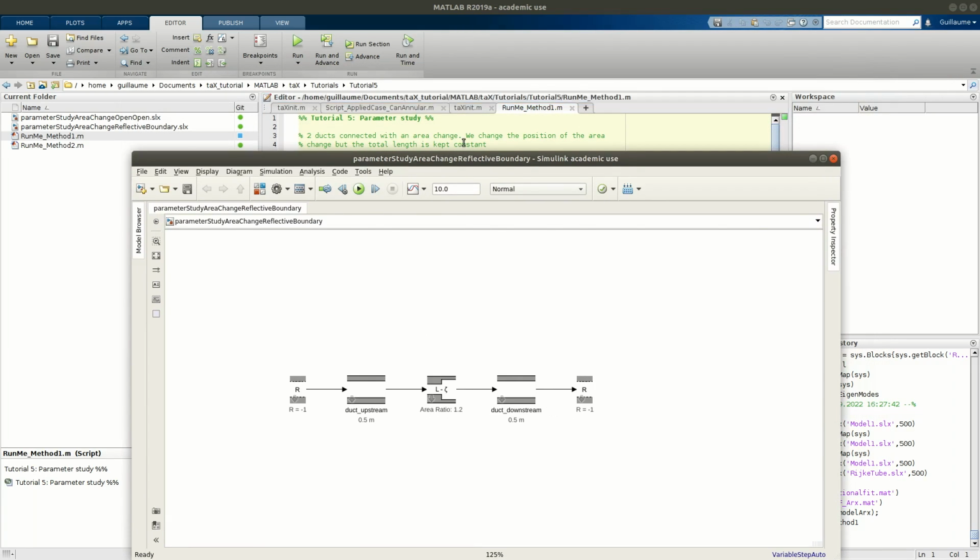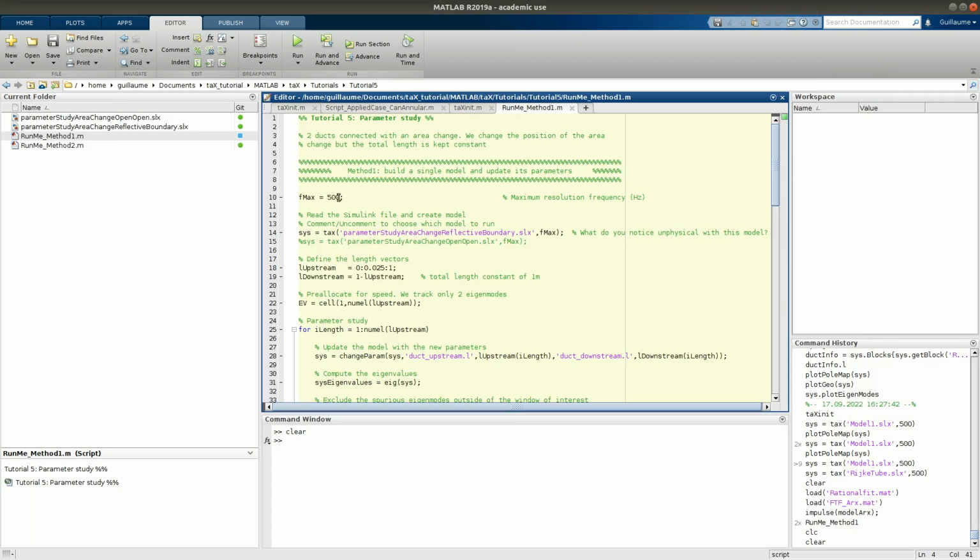To do that, we define our max frequency and we create our TX model, which is simply reading the file. Then I define my two vectors that are the parameters we will be imposing. An upstream length that changes from 0 to 1 with 0.025 step. And the downstream length is 1 minus the upstream, because we want to keep a constant total length.